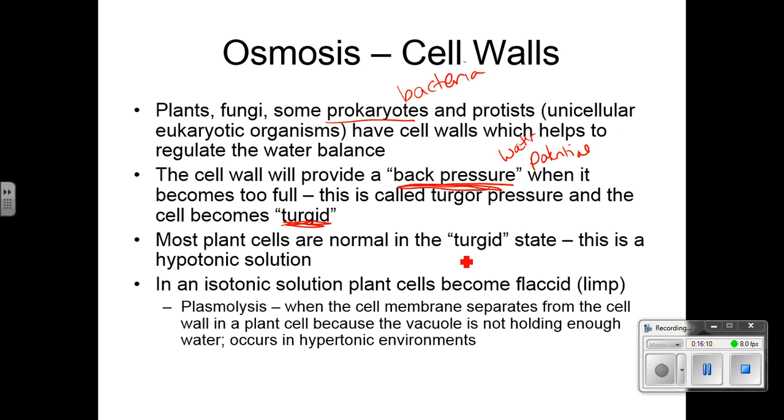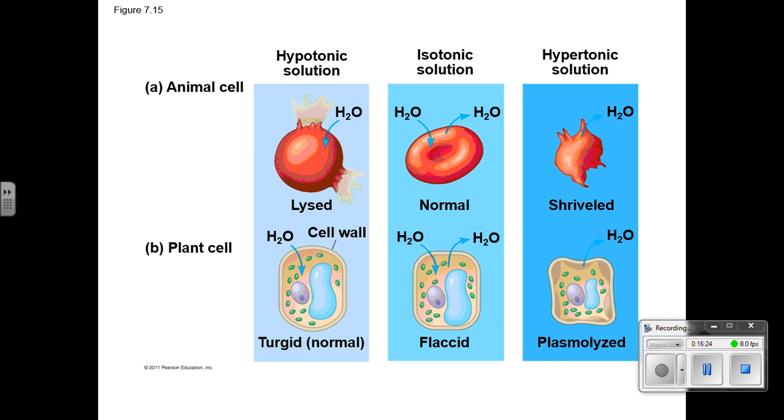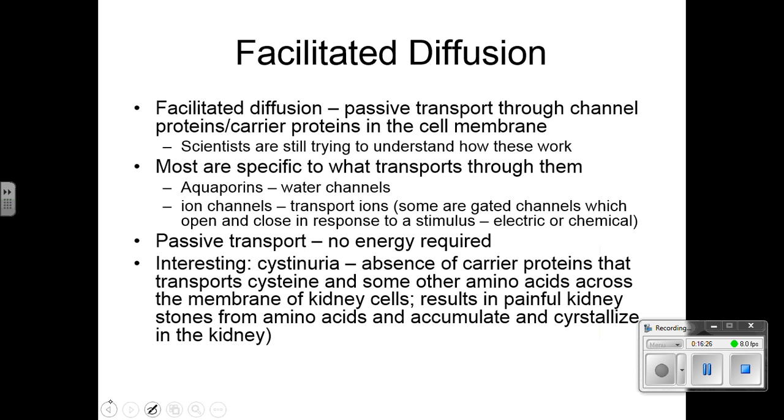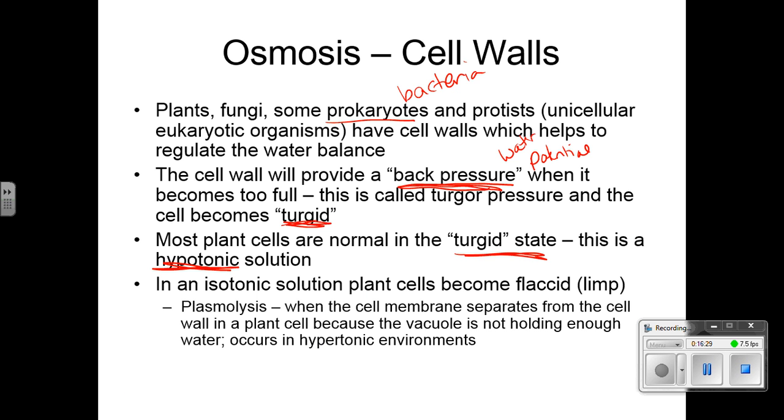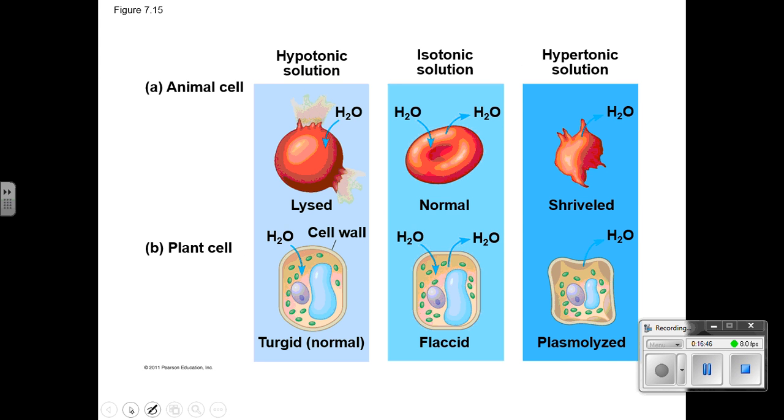Most plant cells are normal in the turgid state. This is the hypotonic solution. Remember, normal for an animal cell is going to be isotonic, but for a plant cell, it's going to be hypotonic. In an isotonic solution, plant cells become flaccid or limp. That's because they undergo plasmolysis, which I talked about, when the cell membrane separates from the cell wall in a plant cell because the vacuole is not holding enough water. It occurs in a hypertonic environment. And that's that picture again.